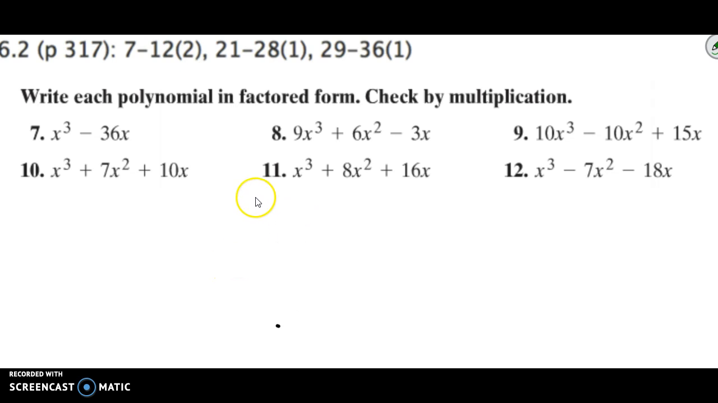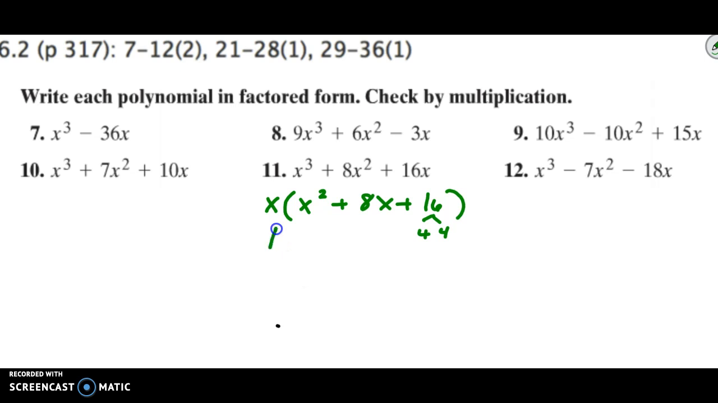All right, I am going to look at number 11. So we have x cubed plus 8x squared plus 16x. So the very first thing I want to do is factor out an x because each of these terms has an x. That leaves you with x squared plus 8x plus 16. Now we need to find factors of 16 that when we add them together would give us an 8. And so with 16, we know we have 1 and 16, 2 and 8, and 4 and 4. The only pair that would give us 8 in the middle is going to be the 4 and 4.